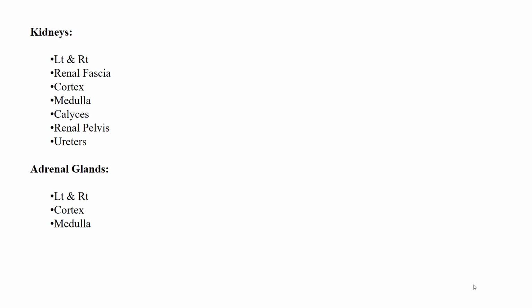In this next lecture, we're going to cover the kidneys and the adrenal glands. And there's a left and right kidney. We'll cover the fascia and the parts of the kidney, the cortex and the medulla and calyces, as well as the renal pelvis that empties out into the ureters. And for the adrenal glands, we'll cover the left and right adrenal gland and the cortex and medulla.